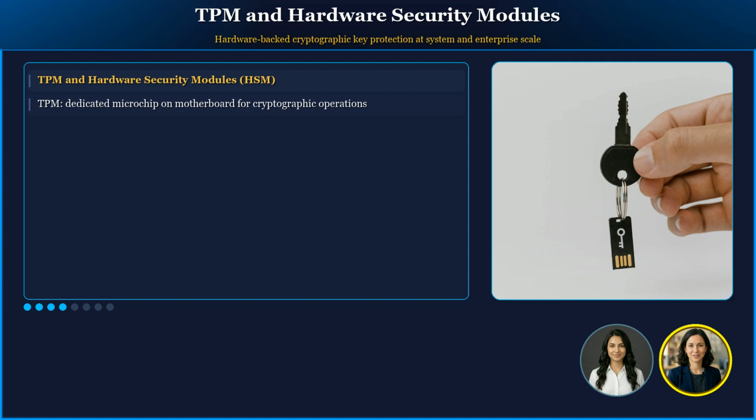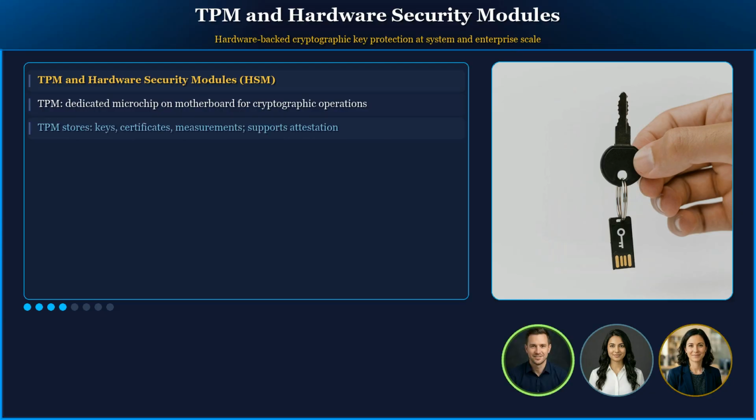The Trusted Platform Module stores cryptographic keys, certificates, and measurements. Its platform configuration registers, PCRs, store hash measurements of boot components. When the system boots, each component measures itself, and those measurements are stored in PCRs. Any tampering changes the measurements.